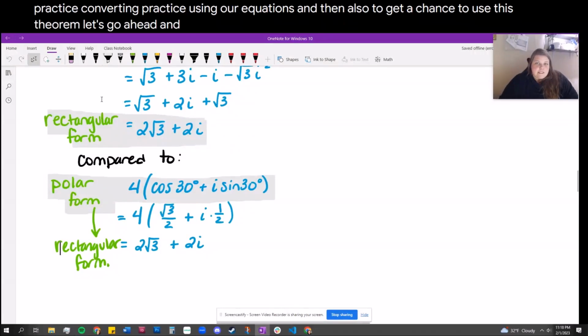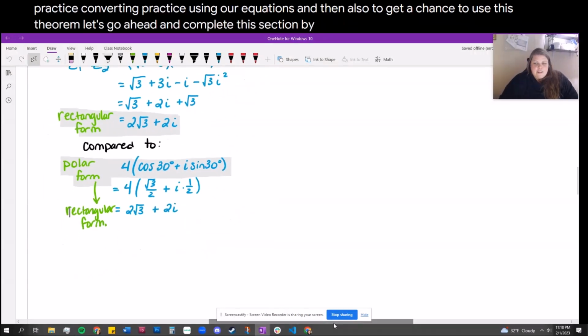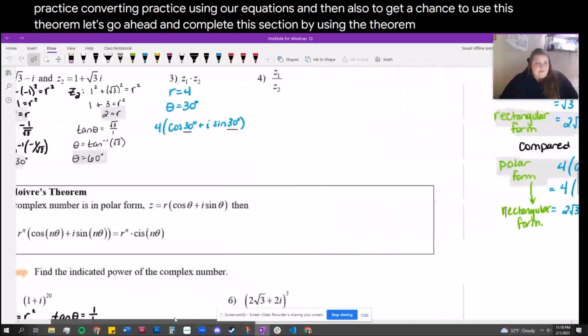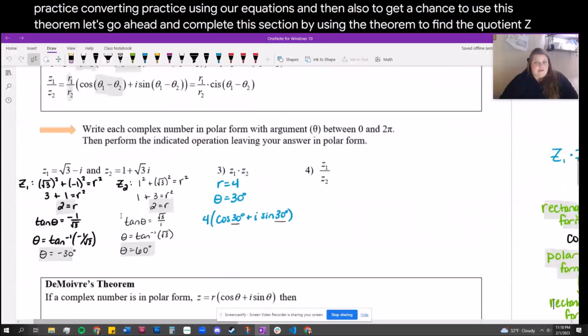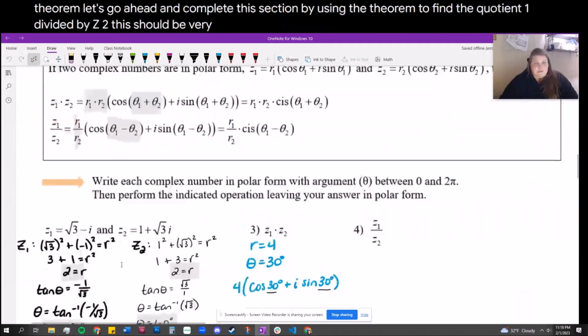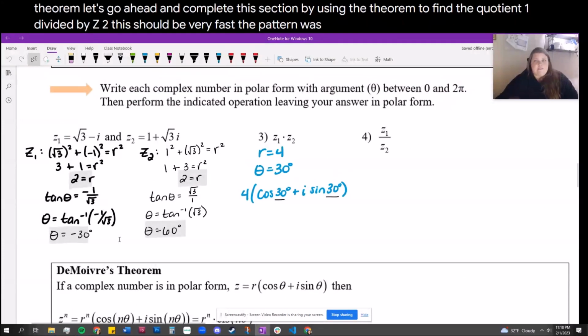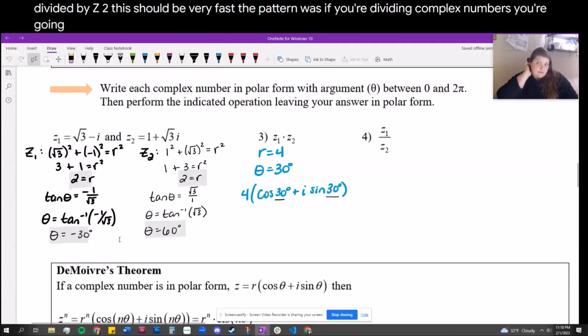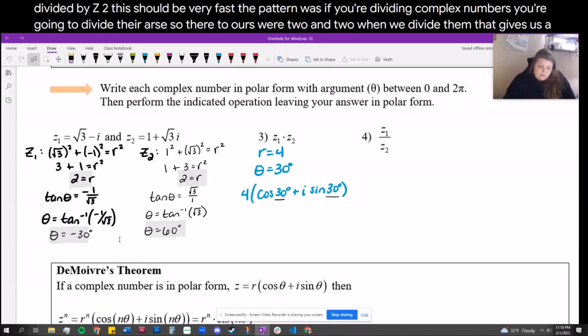Let's go ahead and complete this section by using the theorem to find the quotient, z1 divided by z2. This should be very fast. The pattern was, if you're dividing complex numbers, you're going to divide their r's. So their two r's were 2 and 2. When we divide them, that gives us a new r value of 1.